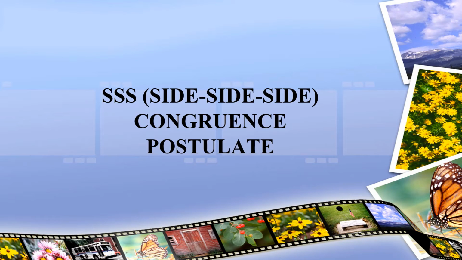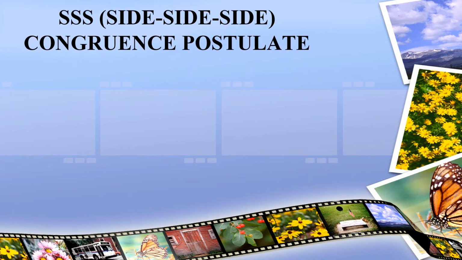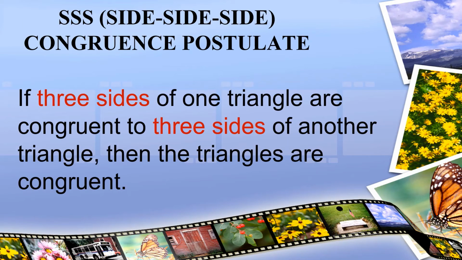The SSS congruence postulate. Bakit SSS? The 3S stands for the three sides of a triangle. The SSS congruence postulate states that if three sides of one triangle are congruent to three sides of another triangle, then the triangles are congruent. Ibig sabihin, by SSS congruence postulate, ang dalawang triangle ay magiging congruent kapag yung kanilang corresponding sides ay congruent.